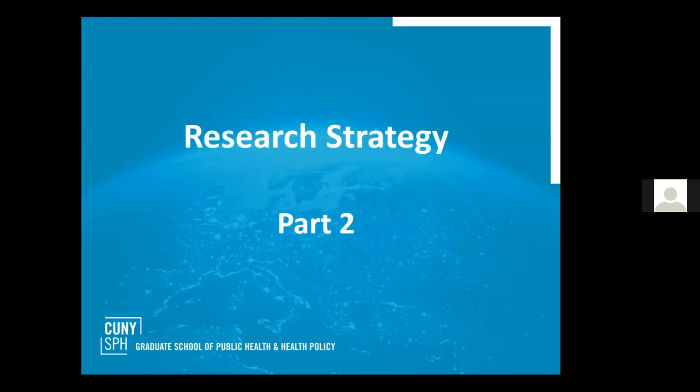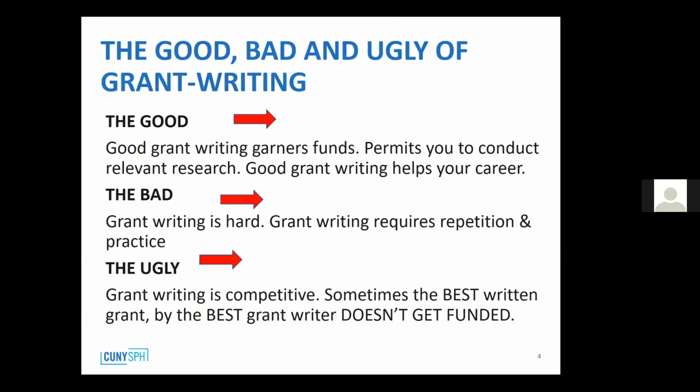So today we're going to talk about the research strategy. And just as a reminder, in the handouts there are worksheets for approach, innovation, and significance. It's important to remember the good, the bad, and the ugly parts of grant writing. This is part of having a real sense of perspective about the activity.